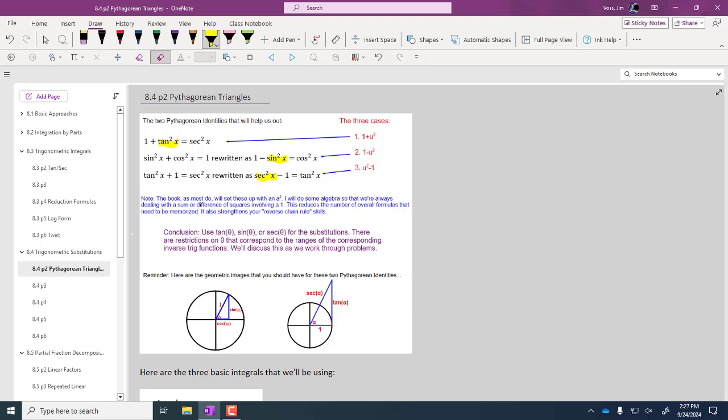Okay, so these two identities, sine squared plus cosine squared is 1, and tan squared plus 1 equals secant squared, are the two that we are going to use for all trigonometric substitution. We only have three choices, traditionally. You could use the other three trig functions if you wanted to. There's no reason to. With trig sub, it's always going to be sine, secant, or tangent.